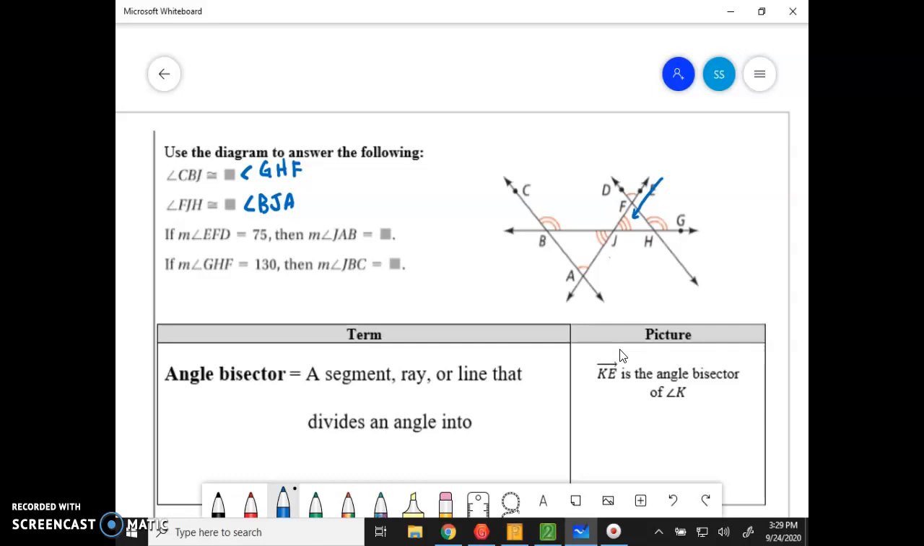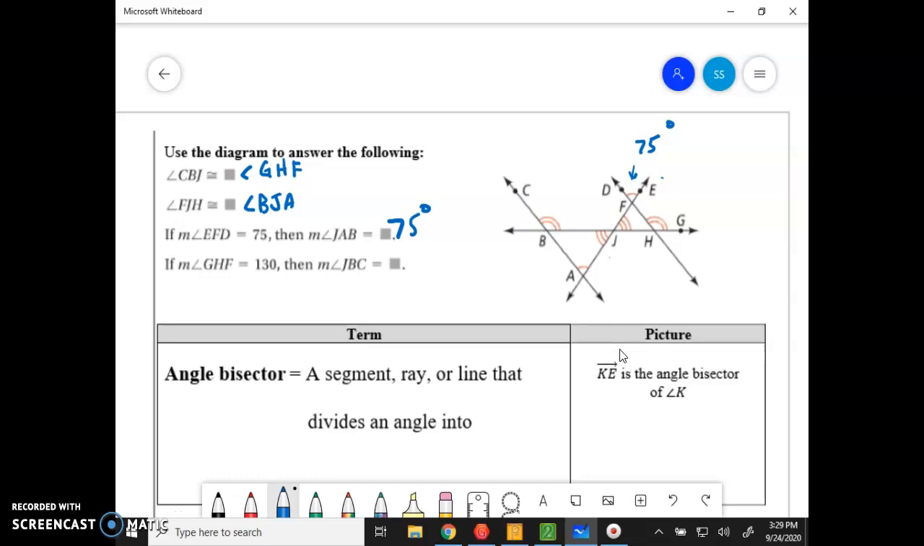You'll also see problems asking about measurements, or angle measures. So if the measure of angle EFD is 75, let's find that first. So EFD, that's right here. If this is 75 degrees, then what is the measure of JAB? Well, JAB is right here, okay? So they're referring to this little angle here. Well, they both have the single markings denoting that they are congruent. So the measure of JAB is 75 degrees. Okay, so these should be pretty easy for us.